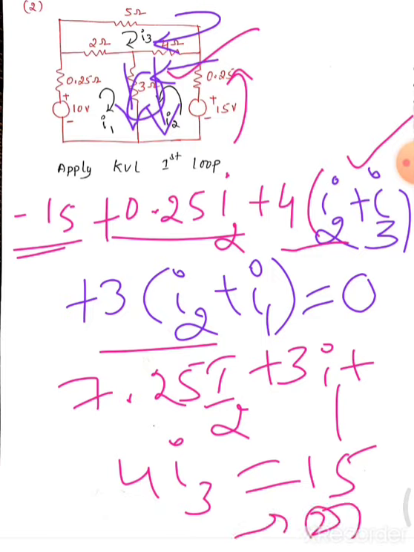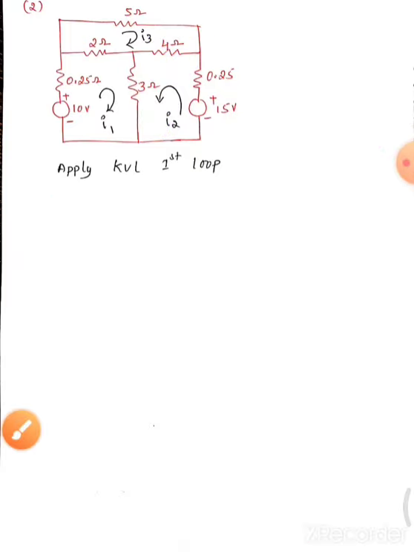Next we move to the third equation, that is the third loop. Be careful about this. You have chosen a direction like this. We'll start with the 5 ohm. There are no voltage sources in the third loop, so obviously it will be equal to 0 at the end. First, it is a 5 ohm resistance, with I3 flowing independently through it.